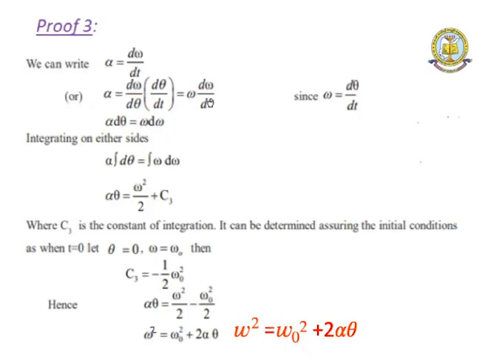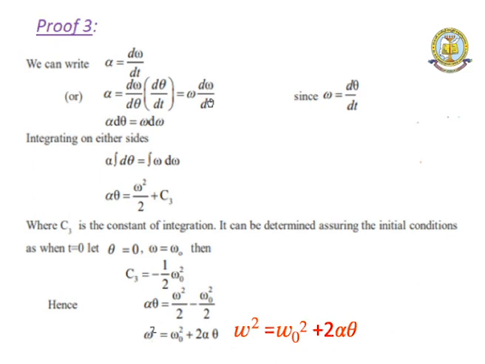c3 is the integral constant. Now we find out the c3 value and again substitute the c3 value. So to determine the c3 value, let us consider at t equal to 0, theta equal to 0 and omega equal to omega naught. Substituting these into the above equation, alpha theta is 0 since theta is 0, and omega is equal to omega naught.